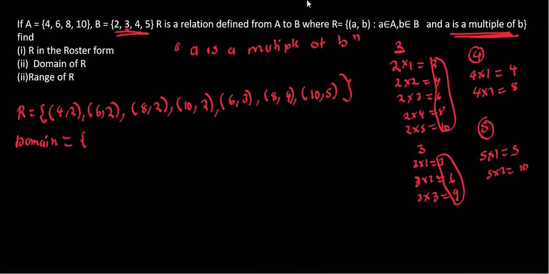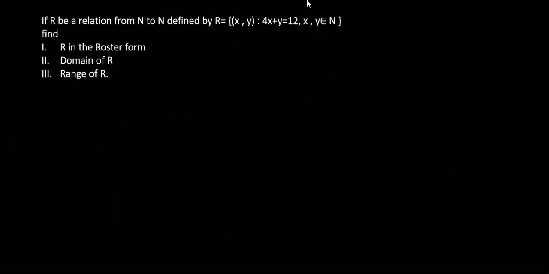So meaning that the domain in this situation, what would be the domain? The domain in this situation will be 4, 6, then 8. What else? That is 4, 6, 8, and then what? 10. How about the range? The range is 2, 3, 4, and what? 5. That's all. Simple and straightforward.